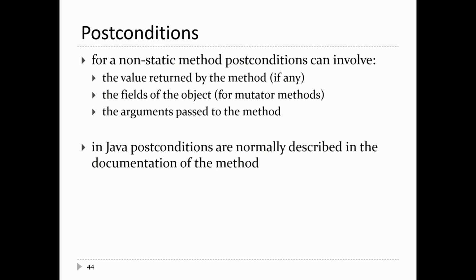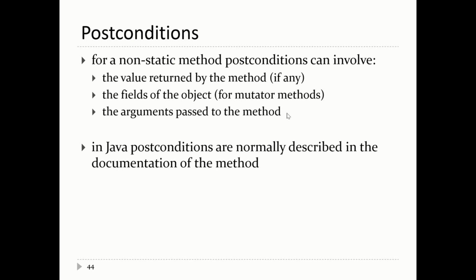All right, so what are postconditions on a method? If your method returns a value, then there are one or more postconditions on the value that's returned. If your method changes the state of an object, like set for points, which changes the x and y coordinates of the point, then there's a postcondition involving the fields of the object. I don't think we've seen an example of this yet.